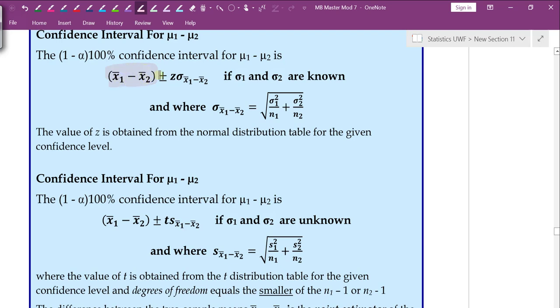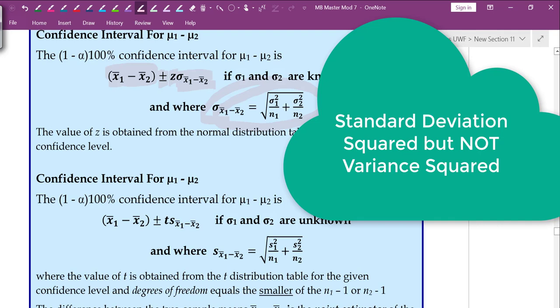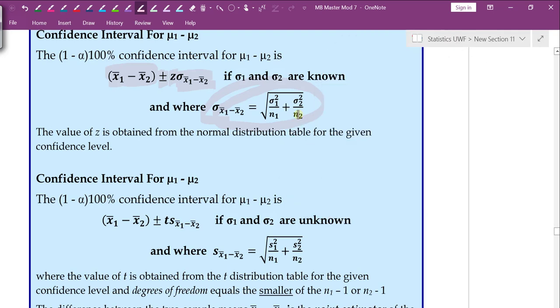Then you're going to add and subtract from your point estimate your critical value, z, multiplied by the standard deviation about the difference of the means. And how do I calculate the standard deviation about the difference of the means? It's this formula right here. It's going to be the square root of the population standard deviation of population 1 squared, also called the variance, divided by the sample size of population 1. We're going to add to it the variance of population 2, divided by the sample size of population 2. And again, z is obtained from the normal distribution table given the confidence level that we determined we want to calculate.